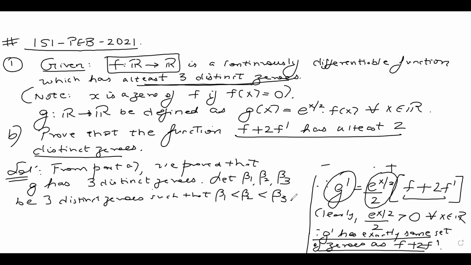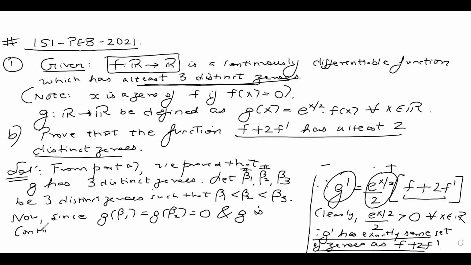Now, if I pick up beta 1 and beta 2, since g of beta 1 and g of beta 2 both are equal and they are equal to 0, and g is continuous, therefore, by Rolle's theorem, what can I say?